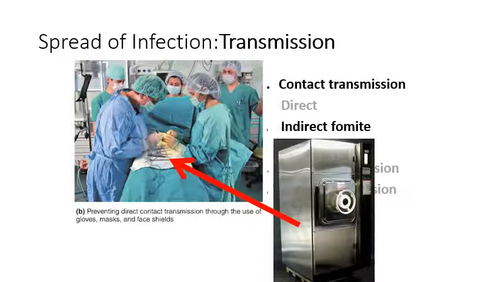So, as I mentioned, these surgical instruments are sterilized. Otherwise, they would make ideal fomites. They're sterilized in that instrument on the lower right, which is called an autoclave, which we'll talk about later.